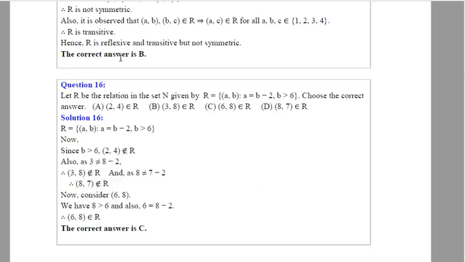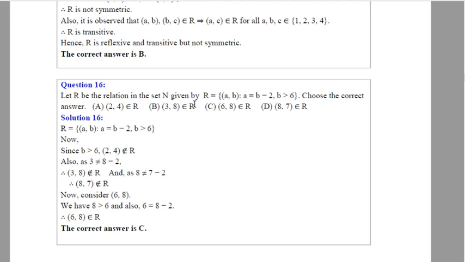Question 16. Let R be the relation in the set N given by this. Choose the correct answer. See here, b is greater than 6. If b is greater than 6, it means this number is always greater than 6. And this is the set R, a relation in the set N. N is the natural numbers. Okay.